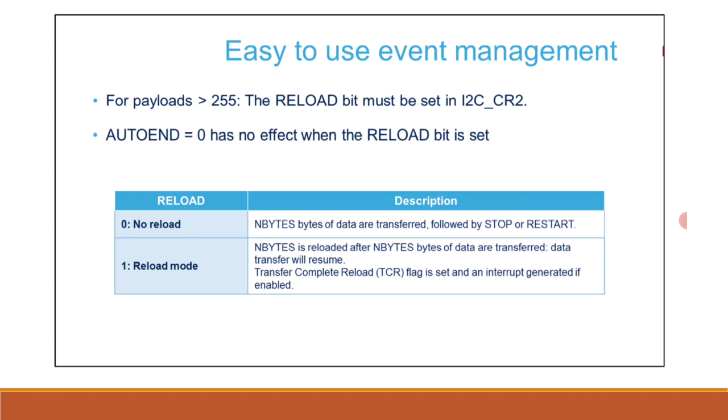The additional number of bytes to be transferred is programmed when the TCR bit is set, and then the data transfer will resume. The I2C clock is stretched low as long as the TCR bit is set. The reload bit is used in master mode when the payload is greater than 255 bytes and in slave mode when slave byte control is enabled. When the reload bit is set, the AUTOEND bit has no effect. You should note this point. When the reload bit is set, the auto end bit has no effect.